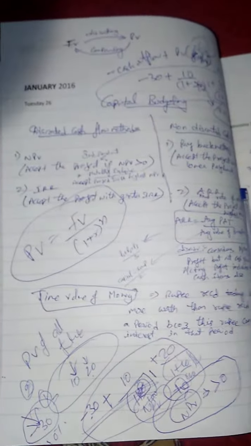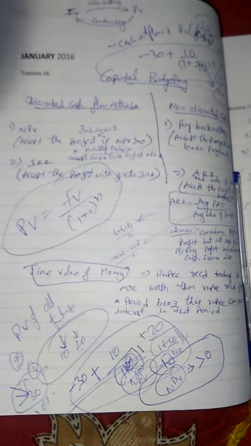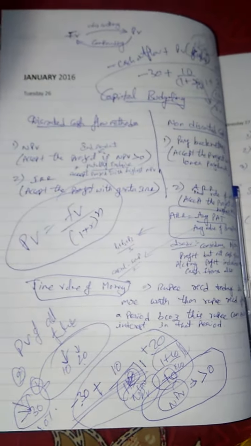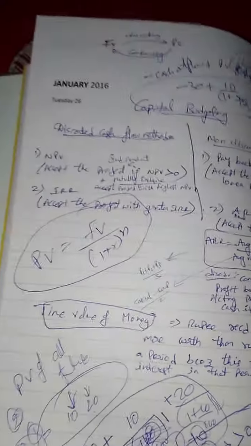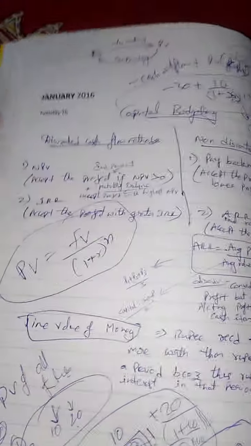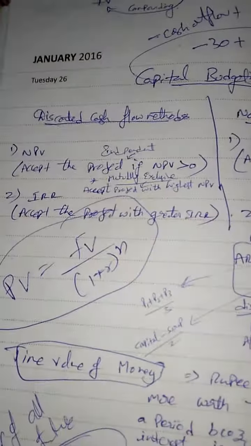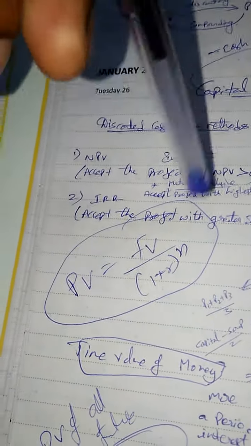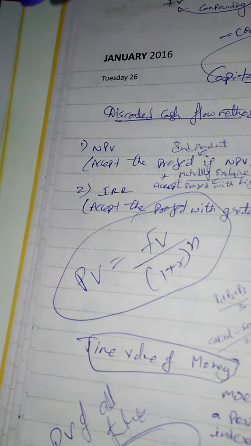So now what is the decision rule in IRR? Accept that project which has higher IRR. IRR is nothing but the rate of return at which NPV becomes 0. So whichever project is having higher rate of return, accept that project. In NPV method, the decision rule is accept the project if NPV is greater than 0, whereas in IRR, accept the project with higher IRR.